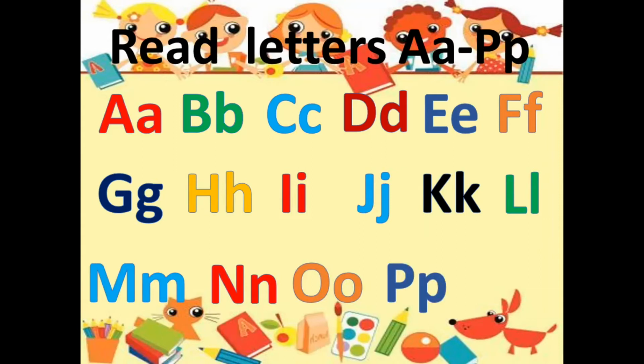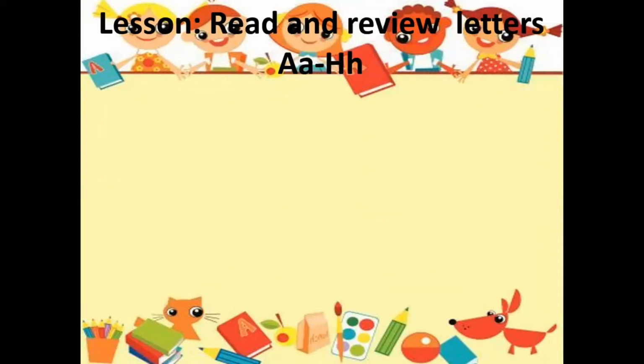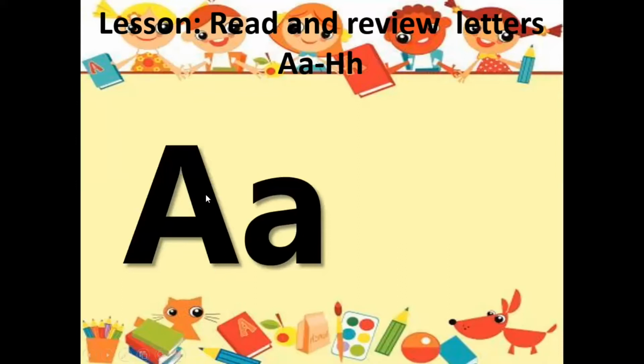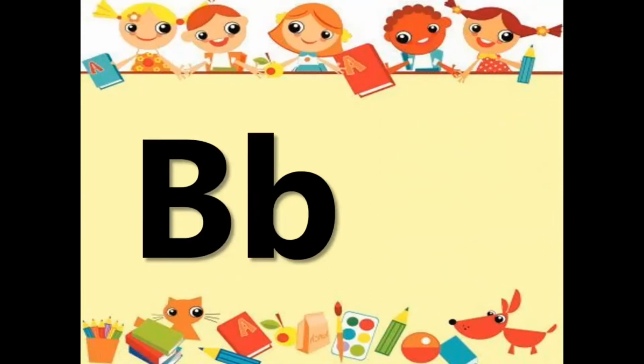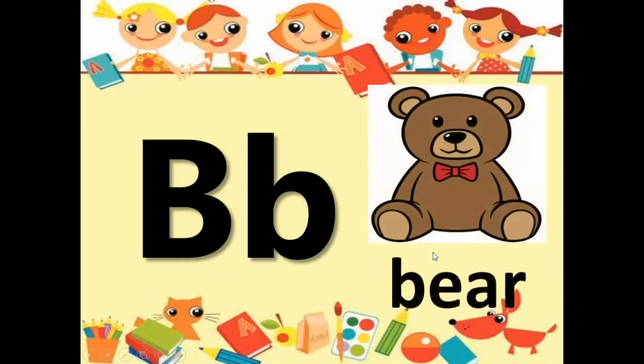Excellent reading. Now, let me review the first letter. Can you tell me what letter is this? Yes, you are correct. A says A. A is for ant. Well done. Can you tell me what letter is it? You are right. It's the letter B. B says B. B is for bear. Now let's read this picture together. B is for bear. Good job.